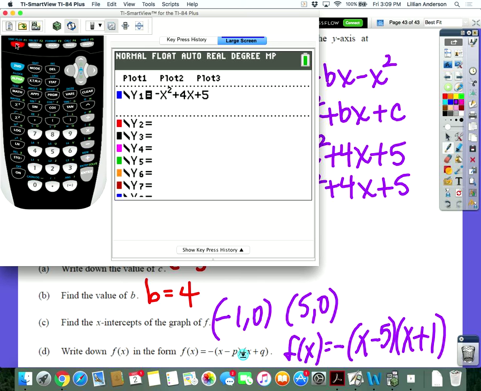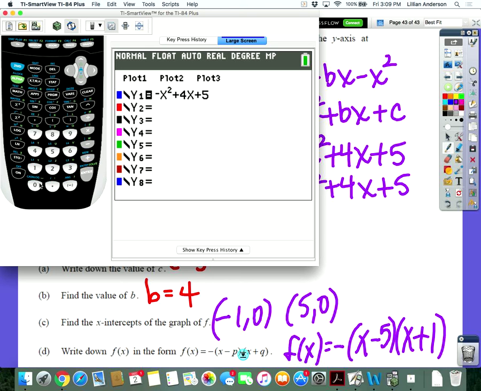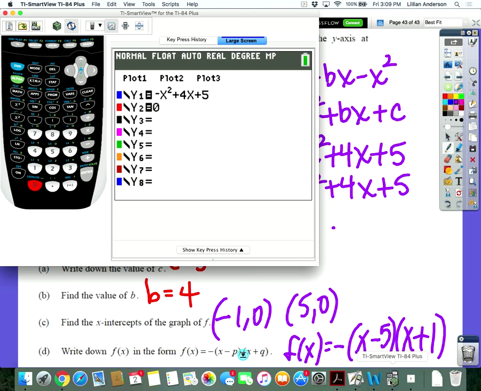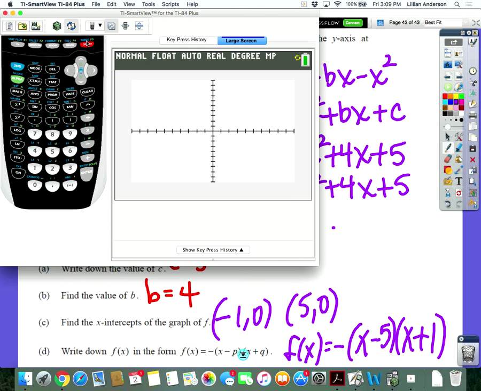I plug in the equation to y1, and I plug 0 into y2. Because essentially, that's what we have here. The left side of your equation goes into one of them, the right side goes into another one. We're trying to figure out when y is equal to 0, so why not plug in 0 for y? So when I graph, it's going to be easy to see on mine because I have 2 different colors. Here's my quadratic, and here's the line y equals 0. You're just finding the 2 points where they intersect.